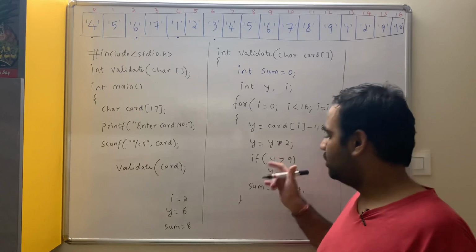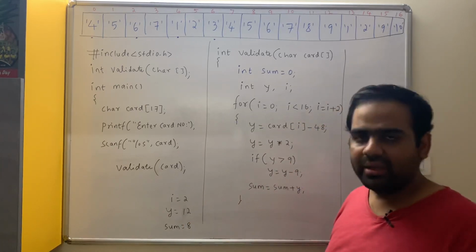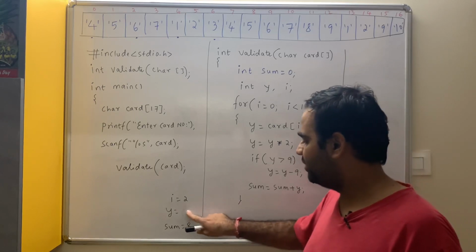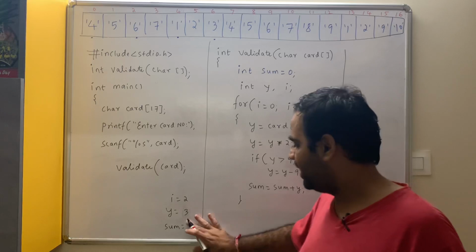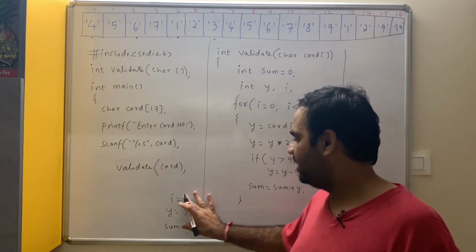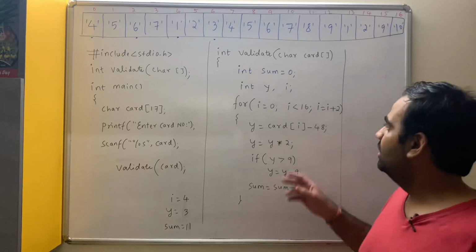Now 6 into 2 is 12. The value of y will become 12. 12 greater than 9. Yes sir. Therefore 12 minus 9. The value of y will become 3. Sum is equal to sum plus y. 8 plus 3 is 11. You say I is equal to I plus 2. I becomes 4. 4 less than 16.